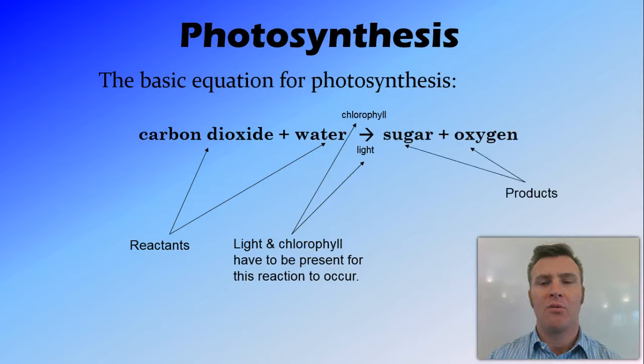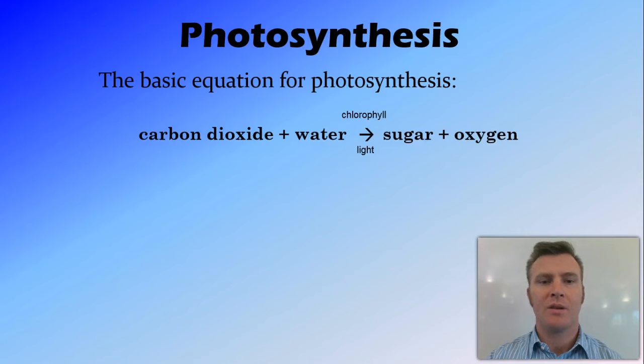And then on the right-hand side, we have our products. And our products in this case are sugar and oxygen. So the oxygen is expelled from the leaves, and the sugar is kept within the plant for use around the plant. So we have carbon dioxide plus water in the presence of chlorophyll and sunlight reacts to form sugar, and in particular glucose, and oxygen.